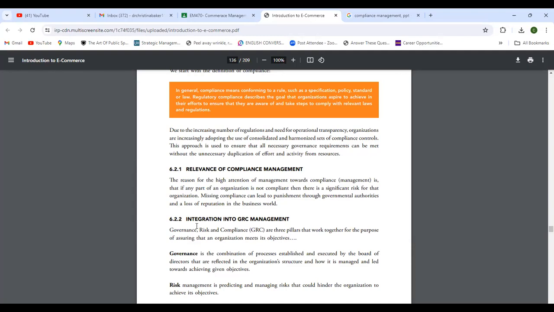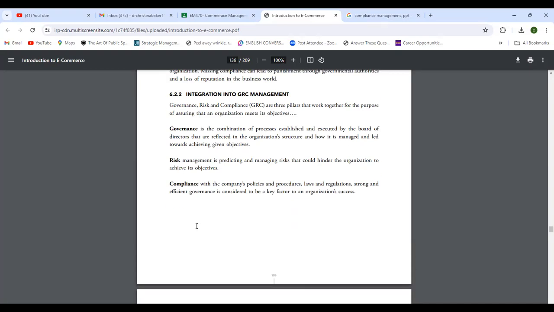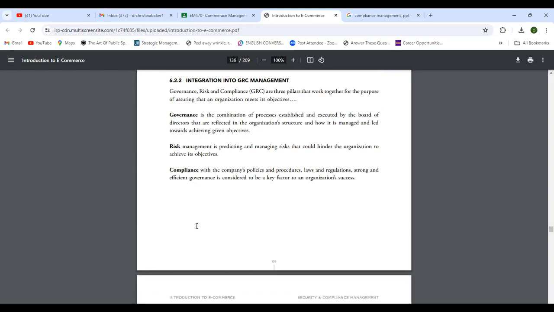Integration into GRC management. We have governance. It's a combination of processes established and executed by the board of directors that are reflected in the organization structure and how it's managed and led toward achieving given objectives. You have risk management, which is protecting against and managing risks that could hinder the organization from achieving its objectives. And compliance with the company's policies and procedures, laws, and regulations. Strong and efficient governance is considered to be a key factor in organization success.